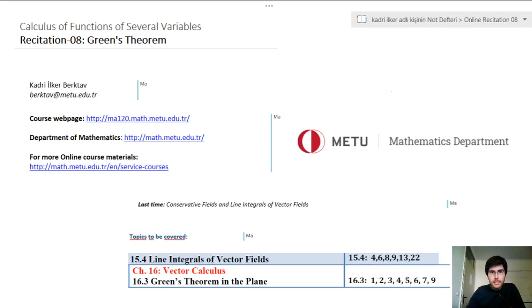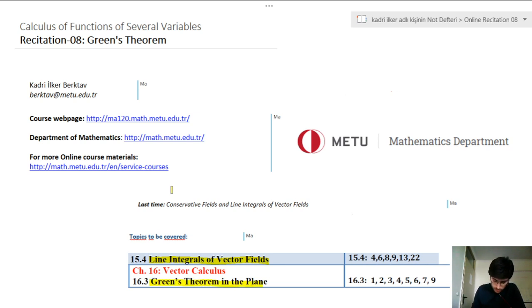Okay, welcome. This is our new recitation 8. In this recitation, we will focus again on line integrals of vector fields, and also our main item is Green's theorem. We will essentially focus on Green's theorem and its applications.